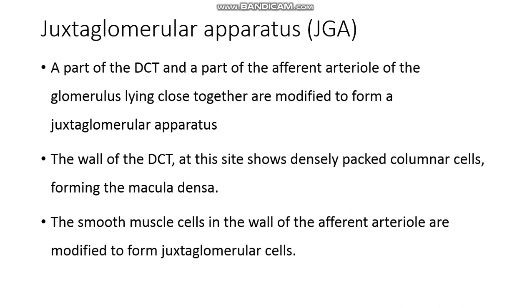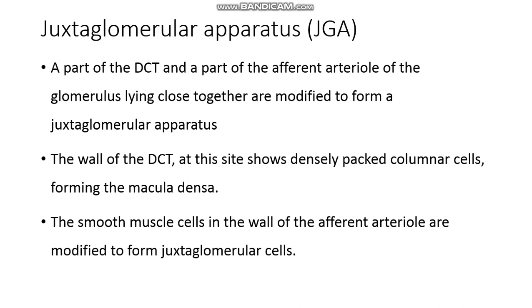The juxtaglomerular apparatus is a part of the DCT, the distal convoluted tubule, and a part of the afferent arteriole of the glomerulus lying close together, modified to form a structure known as the juxtaglomerular apparatus. So it is a cluster of the DCT and a part of the afferent arteriole of the glomerulus. Both of these structures lie very close together and are known as the juxtaglomerular apparatus.